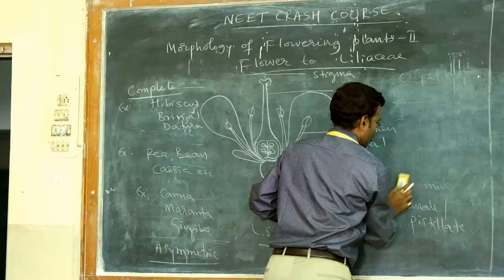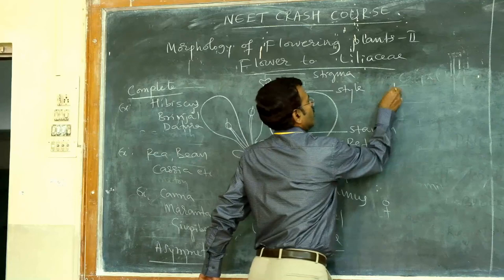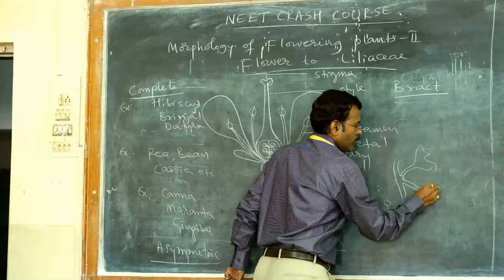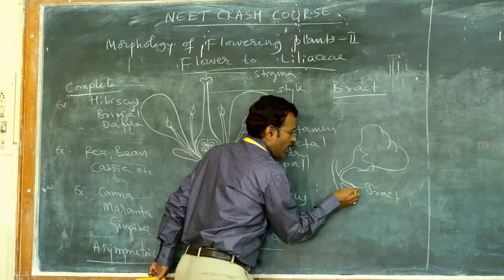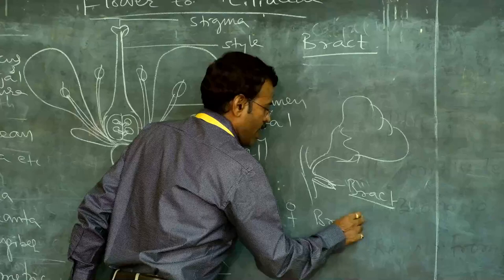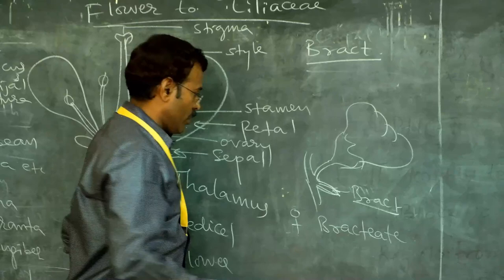A flower can have a structure called bract. Bract is a small leaf-like structure. This is the bract, a small leaf-like structure from the axil of which a flower develops. That part is referred to as bract. If a flower has bract, then we call it bracteate. If bract is absent in the flower, then it is referred to as ebracteate.